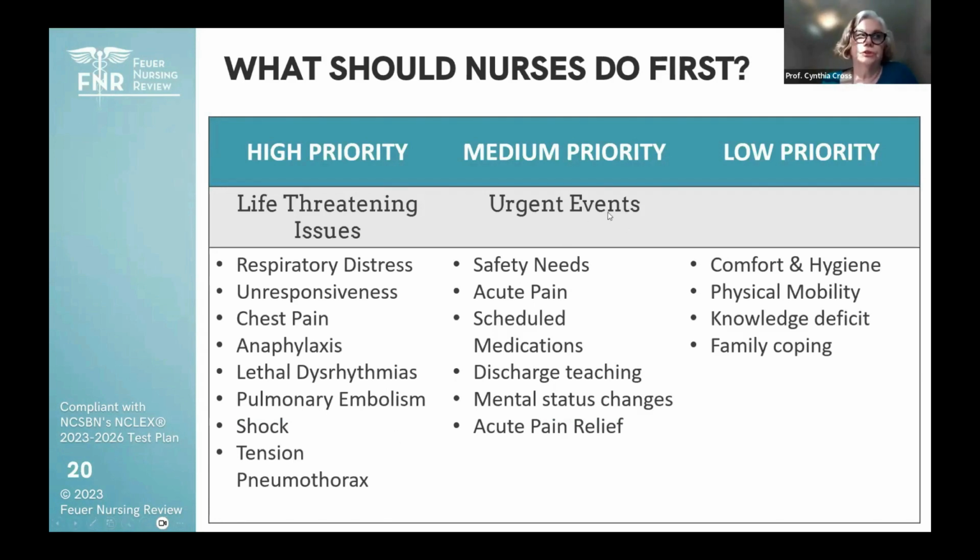patient. There are urgent events, right? Acute pain, mental status changes, pain relief can be urgent. And then our lower priority, but still important: physical mobility, or my patients have a knowledge deficit. They don't understand the instructions to go home. Those would be a priority, but they would not take precedence over some of the life-threatening or urgent priorities.